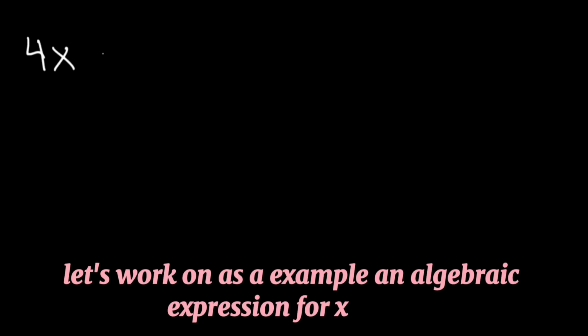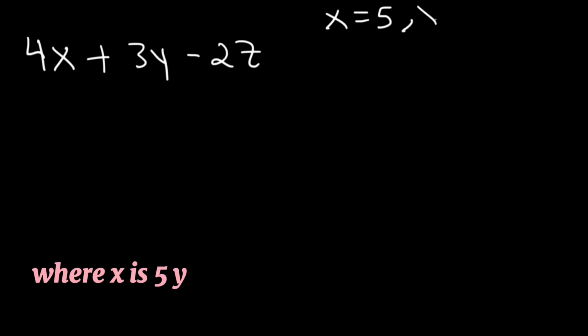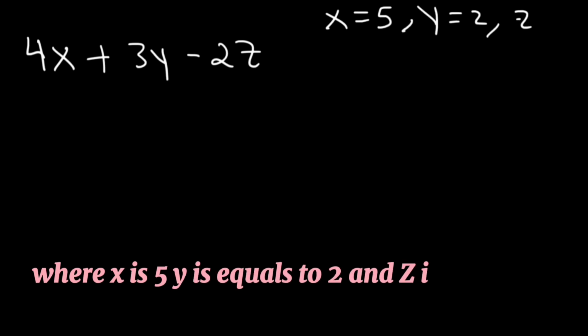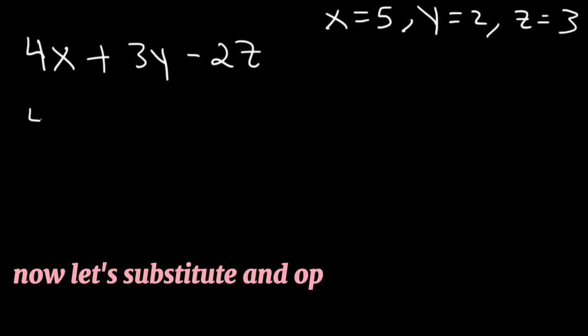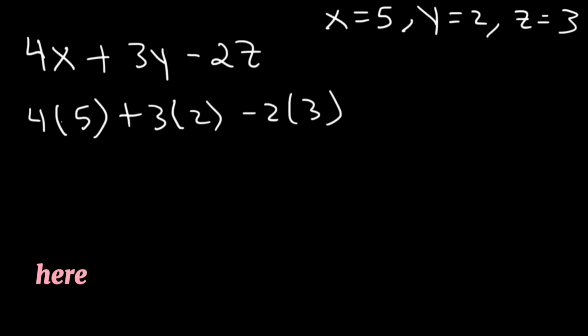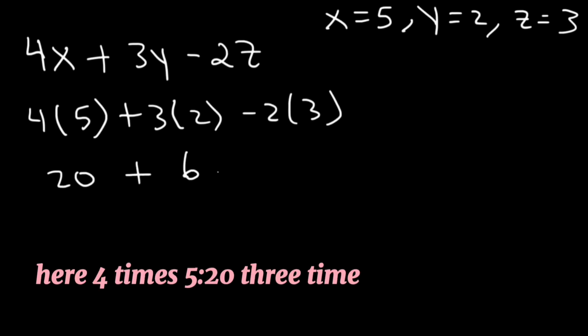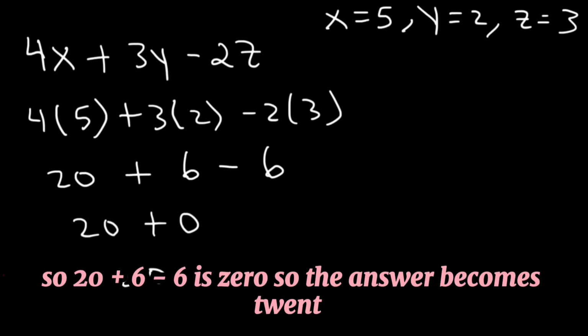Let's work on another example. An algebraic expression 4x plus 3y minus 2z, where x is 5, y is equal to 2, and z is equal to 3. Now let's substitute and operate accordingly. 4 times 5 plus 3 times 2 minus 2 times 3. Here, 4 times 5 is 20. 3 times 2 is 6. Minus 2 times 3 is again 6. So 20 plus 6 minus 6 is 0. So the answer becomes 20.